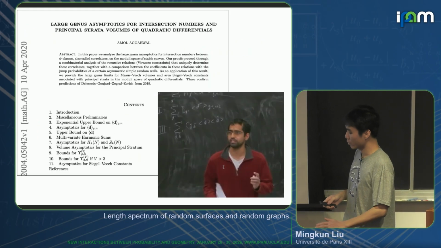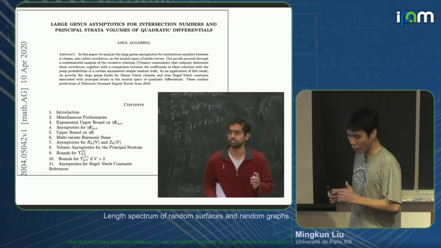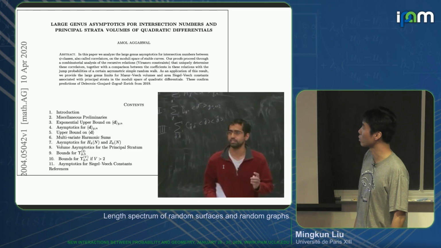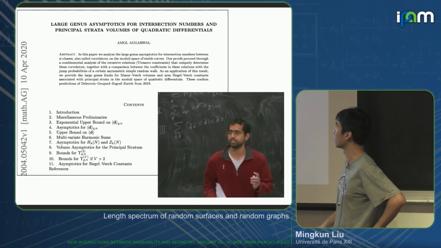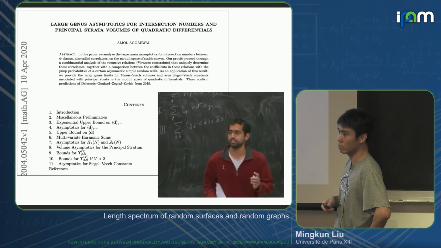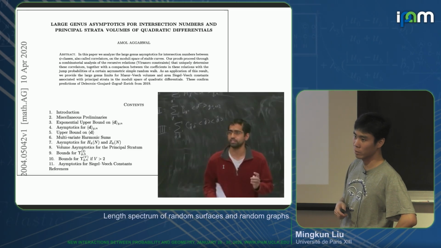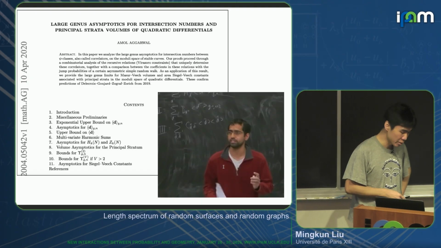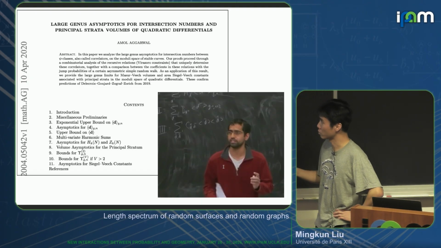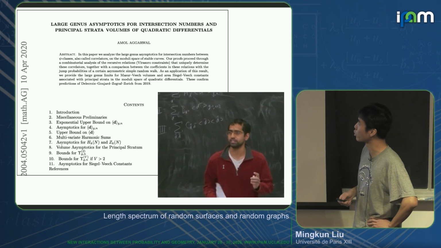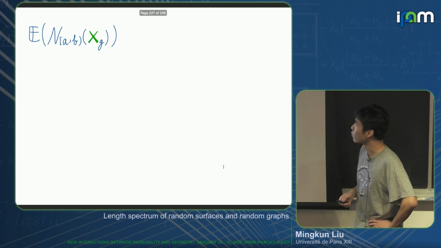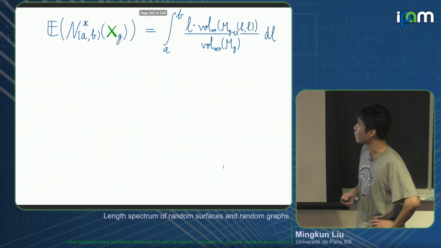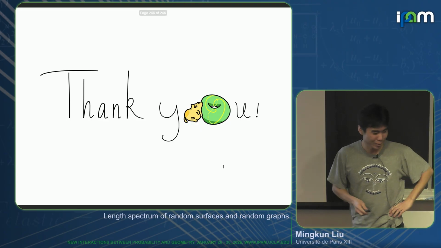And just one last thing: after this framework, the main input of our proof is this result by Aggarwal about the asymptotic behavior of intersection numbers of some classes, called psi classes, on the moduli space, which surprisingly have some algebraic geometry nature. But anyway, with all of this skipped, let me thank you for your attention.